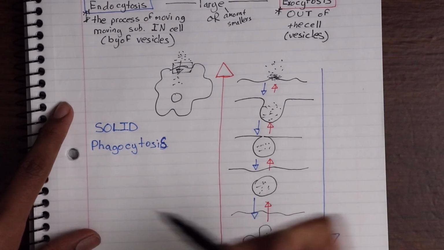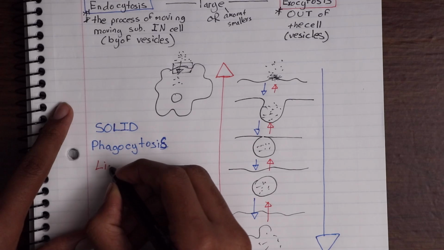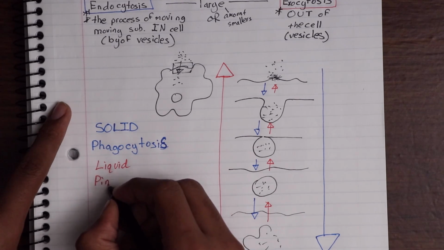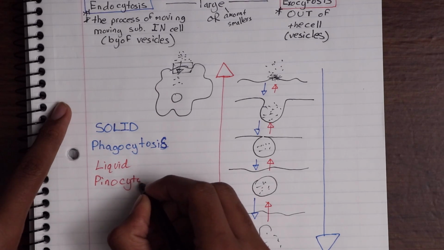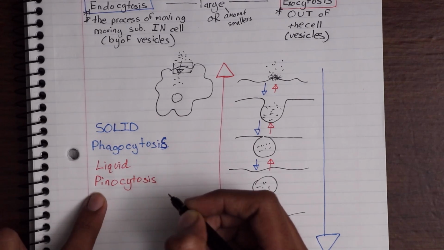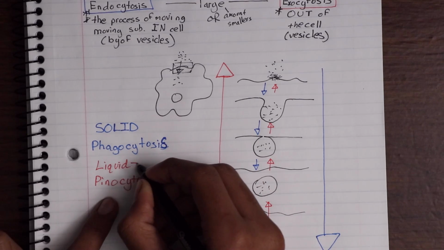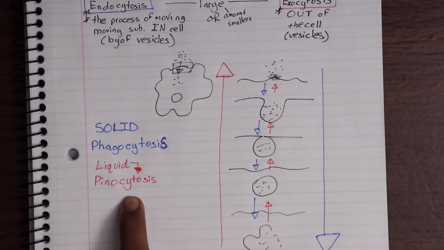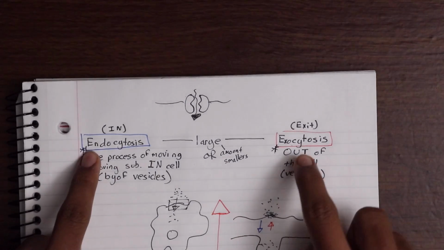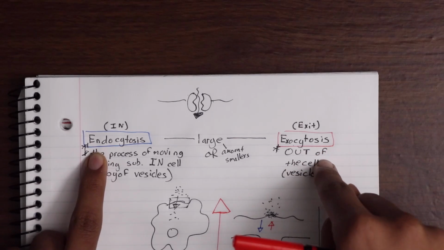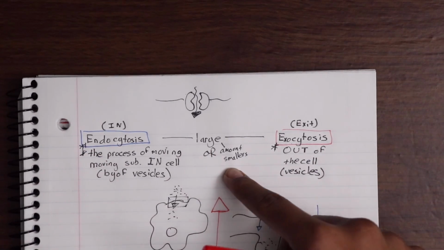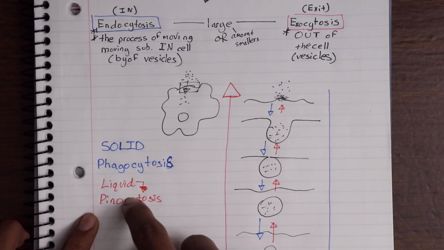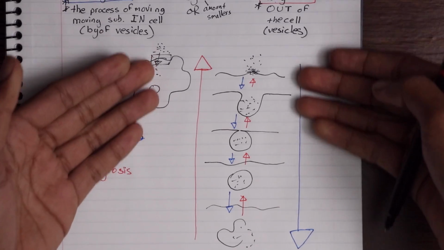Now, let's say you're moving a liquid or something dissolved, it would be called pinocytosis. That's if you're moving a liquid or something dissolved inside of the liquid. That's when pinocytosis would come in. So, endocytosis, exocytosis, entering, leaving, large or a large amount of something smaller, and then phagocytosis, something solid, pinocytosis, anything liquid or dissolved, and they basically follow these same steps.